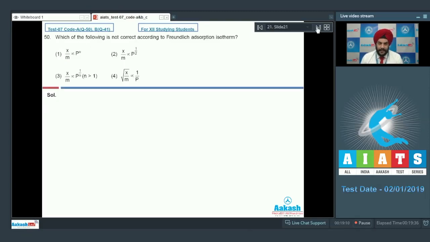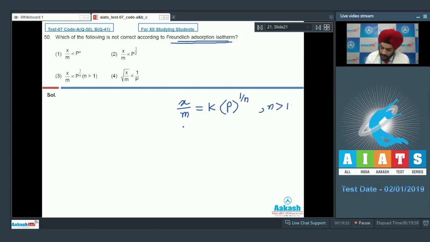Question number 50. Which of the following is not correct according to the Freundlich adsorption isotherm? So students, if we talk about the Freundlich adsorption isotherm, we have x by m equal to some constant K into the pressure raised to the power 1 by n, where the value of n is greater than 1. So we can say that x by m is proportional to P to the power 1 by n. We can also draw a graph for this expression. If we plot x by m on the y-axis and the pressure on the x-axis, we're going to have a curve of this nature.